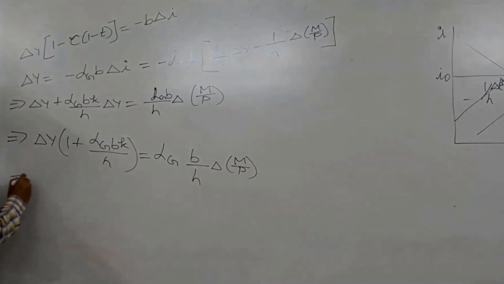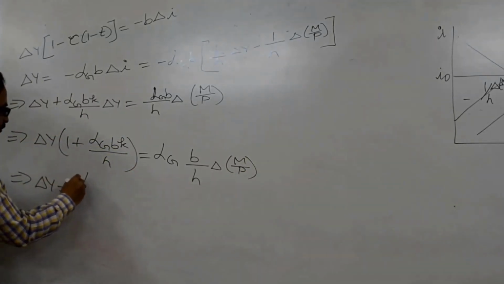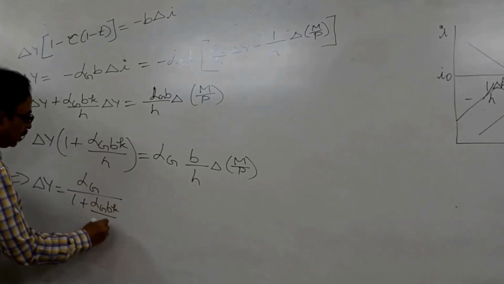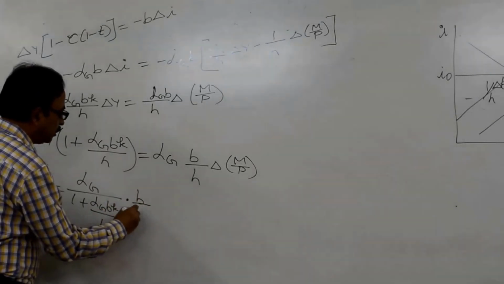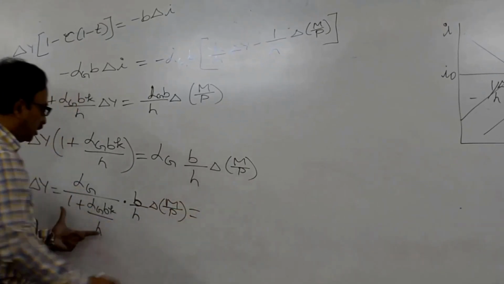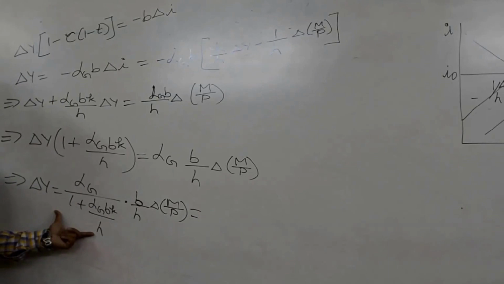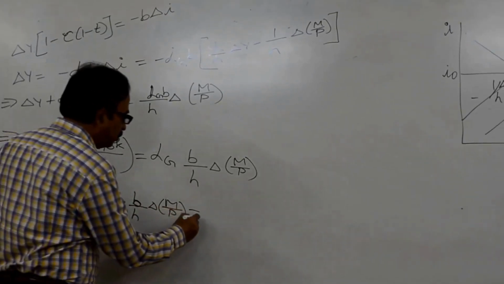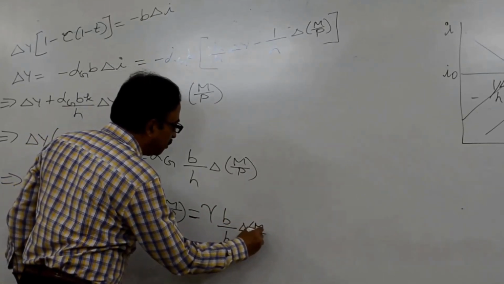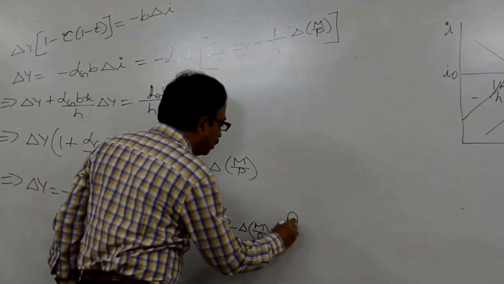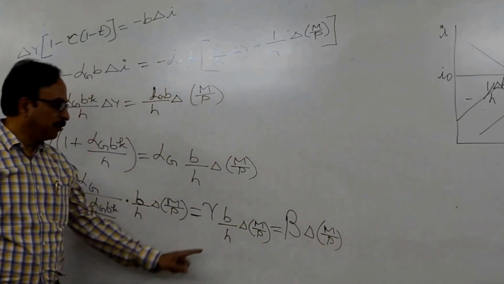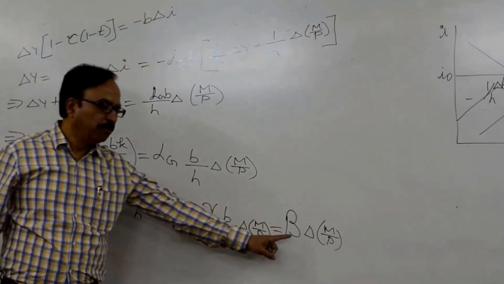We are almost there. Delta y is equal to alpha g upon 1 plus alpha g b k by h, into b by h delta m by b. Now this is nothing but gamma, the fiscal policy multiplier. So gamma b by h delta m. So besides the gamma, we also have b by h. So that is the monetary policy multiplier.